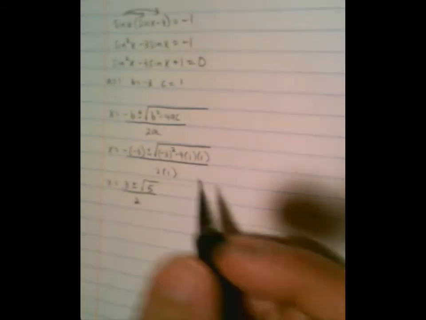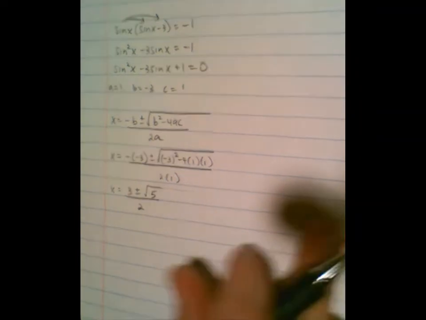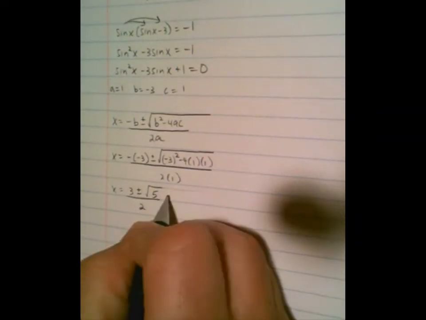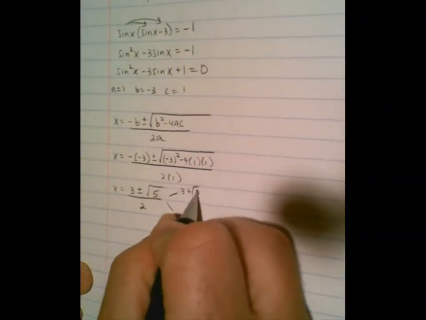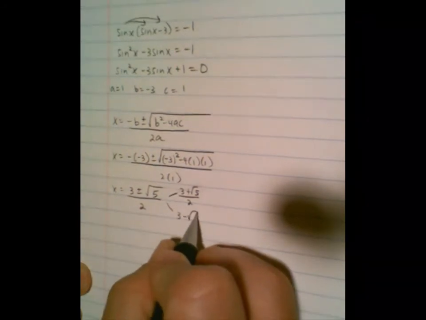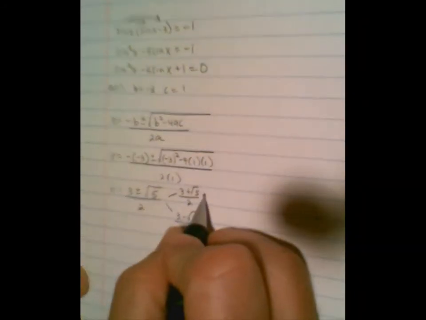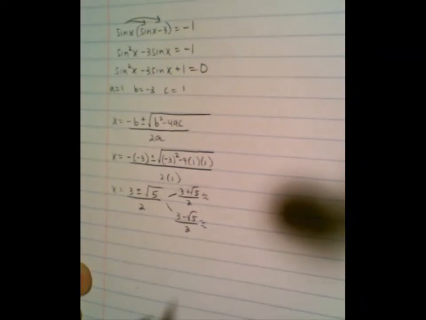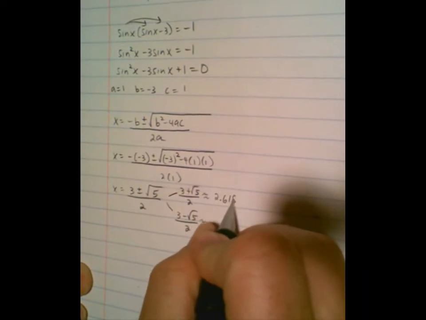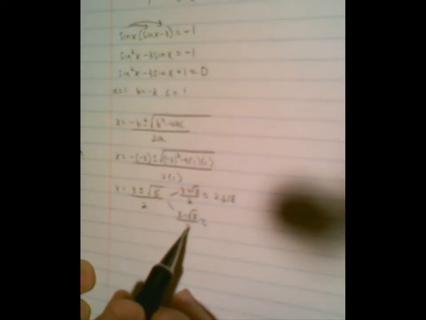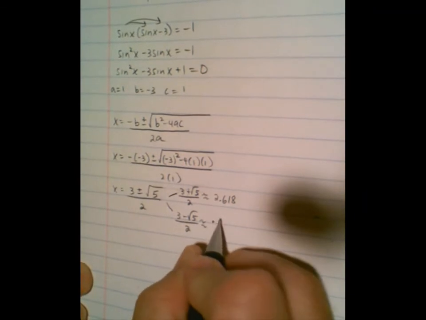I'm going to make 2 branches. I'll actually go down since the shadow is over here. Well, actually, I'm going to go across. I have 3 plus the square root of 5 over 2, and 3 minus the square root of 5 over 2. I use my calculator for these. 3 plus square root of 5 over 2 is approximately 2.618, and 3 minus square root of 5 over 2 is approximately 0.382.